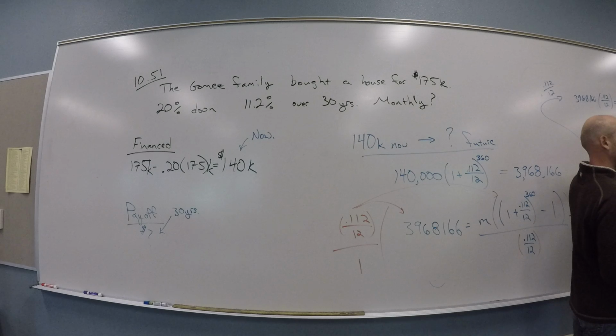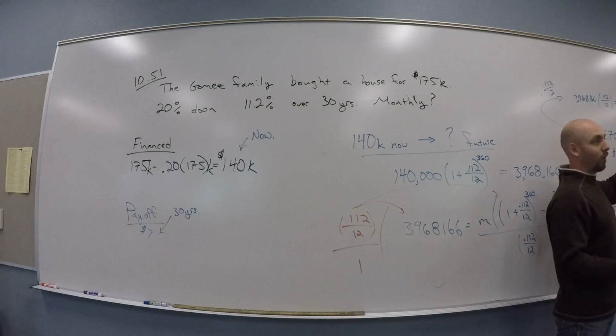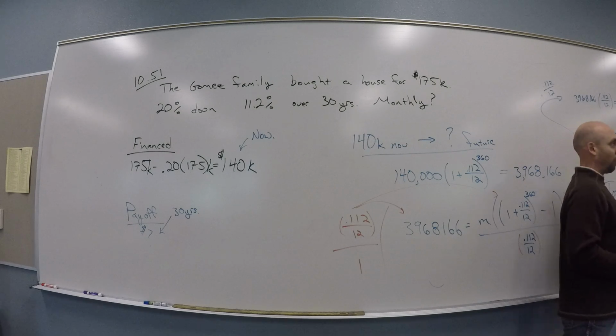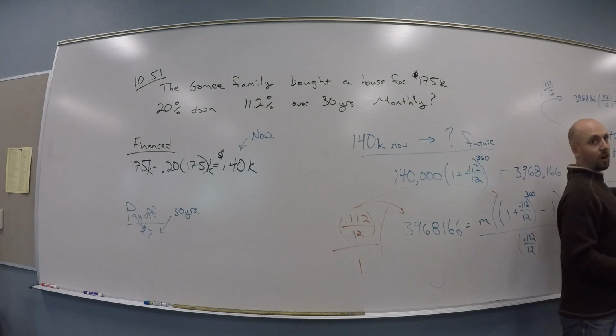Yes, this is the answer. So the answer is the Gomez family pays, or will pay, $1,354.45 every month for 30 years on this one. Okay, so the other question: their house payment or whatever. What if they don't pay their property tax?